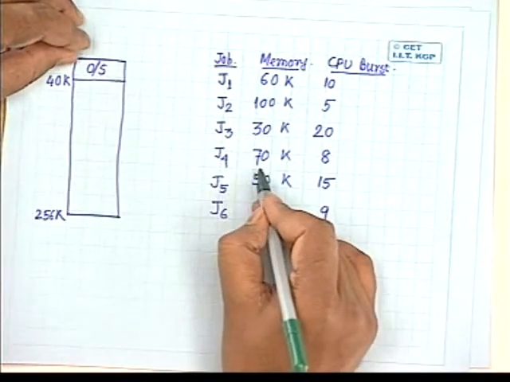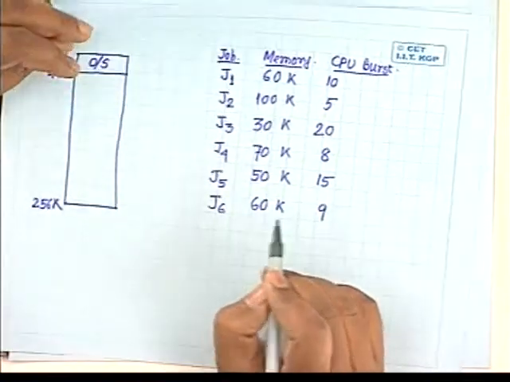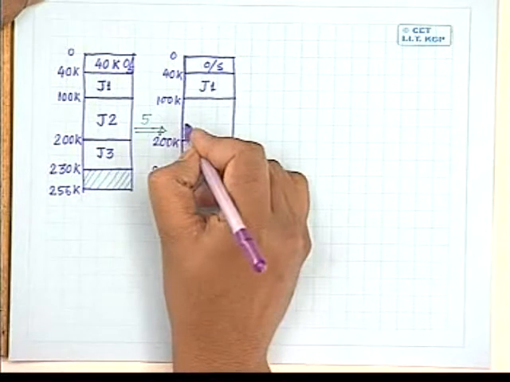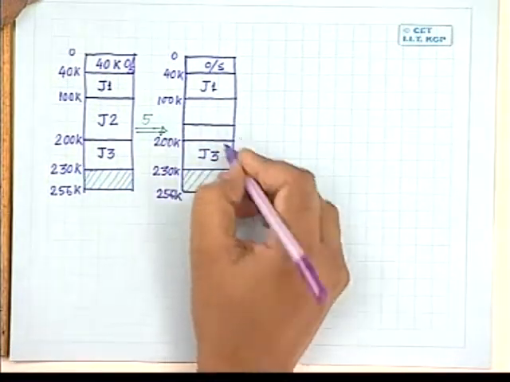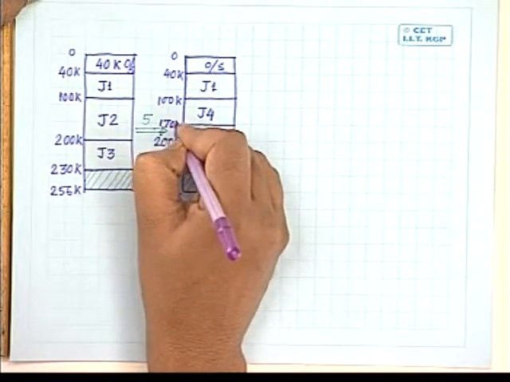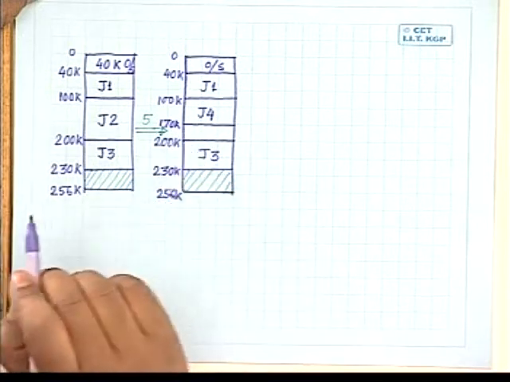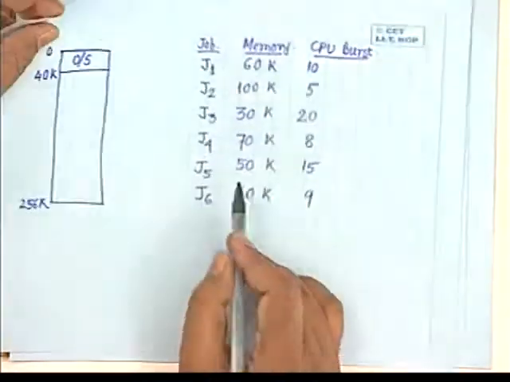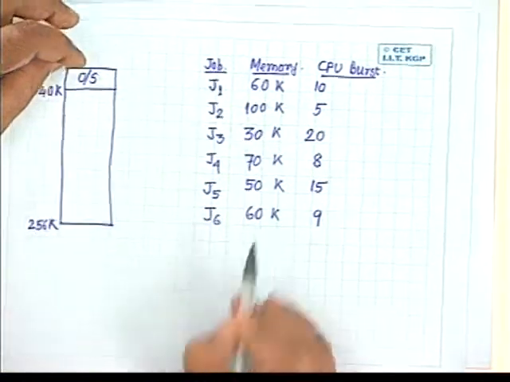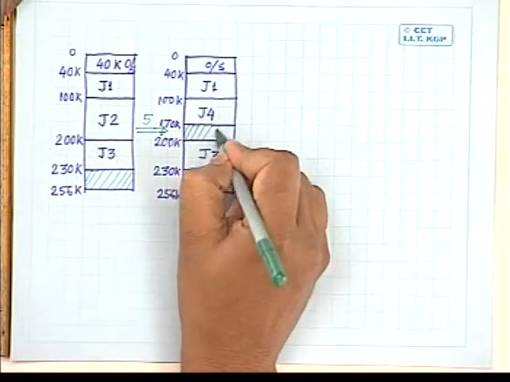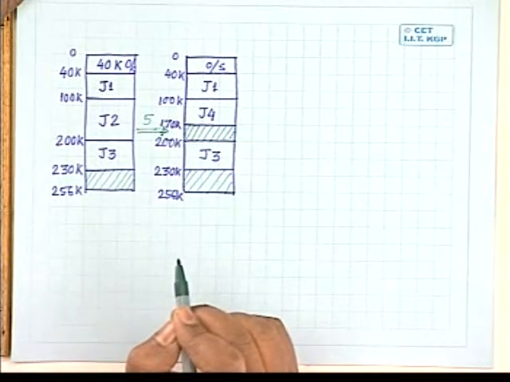Now coming to the job queue again, the next job which is there in the queue is job J4, whose size requirement is 70K. So what I do is, this 100K partition is again divided into two partitions. One partition of 70K is given to job J4. So this is 170K. And the remaining is 30K. And this 30K partition cannot be allocated to any other job, because job J5 needs 50K, job J6 needs 60K. Okay. So again, this 30K will remain as a free partition.